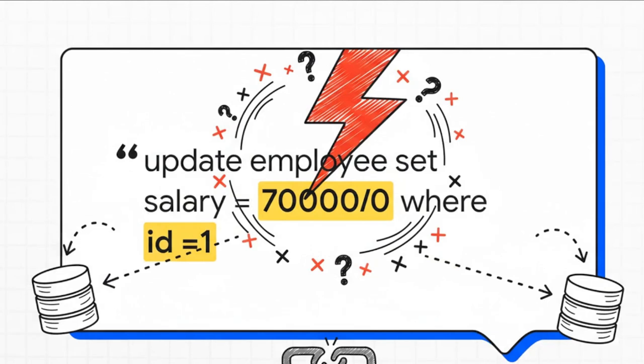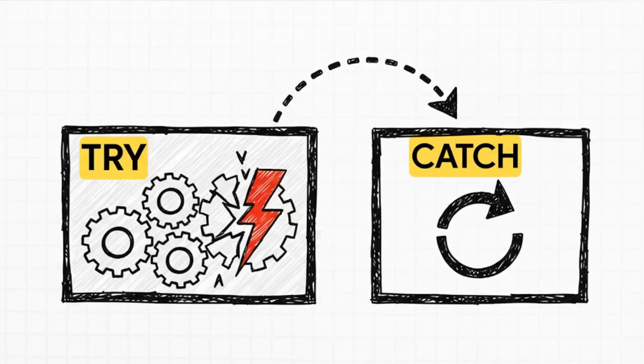Now, check out the code we're trying to run inside our transaction. We want to update Ankita's salary, but look closely. We've tried to set it to 70,000 divided by 0. As you know, that's a mathematical impossibility, and it's guaranteed to make the database throw an error. And just as we planned, error. The database engine hits that ridiculous calculation, stops everything it's doing inside the try block, and jumps straight down to our catch block. And what's the command waiting for it there?